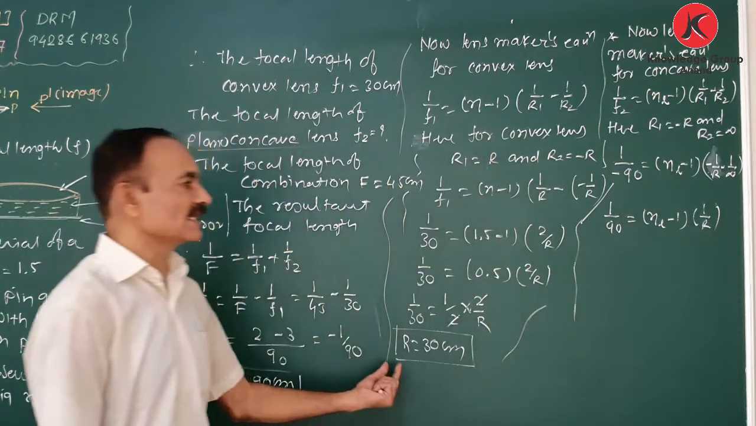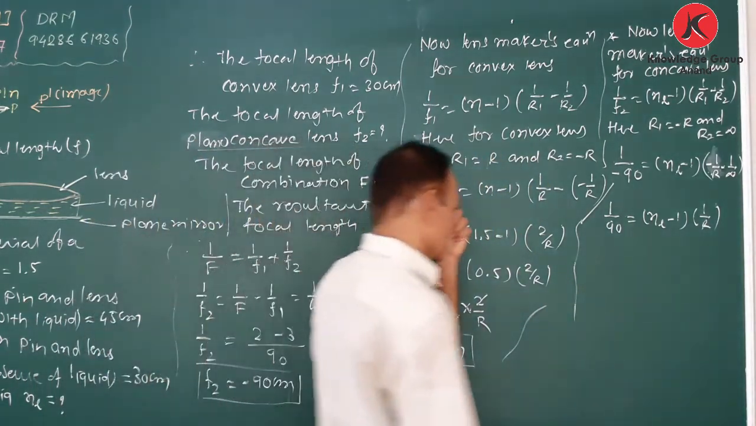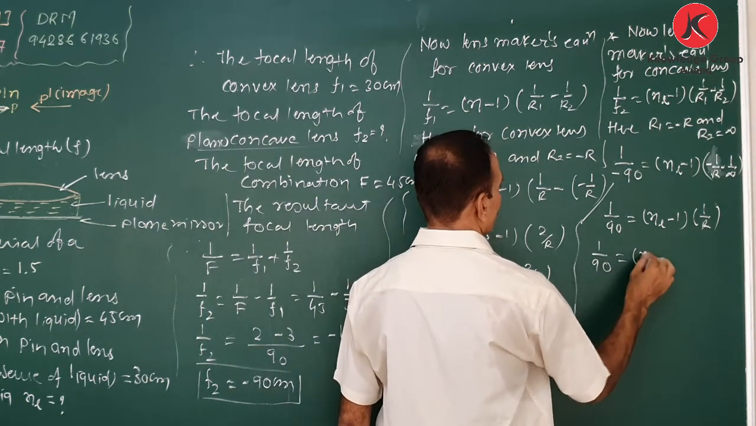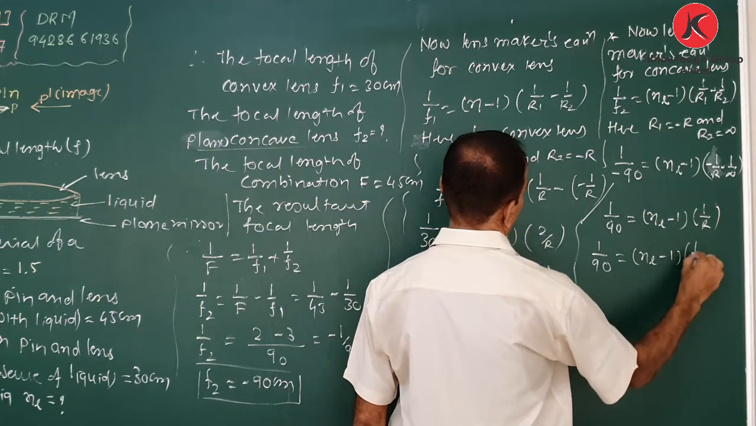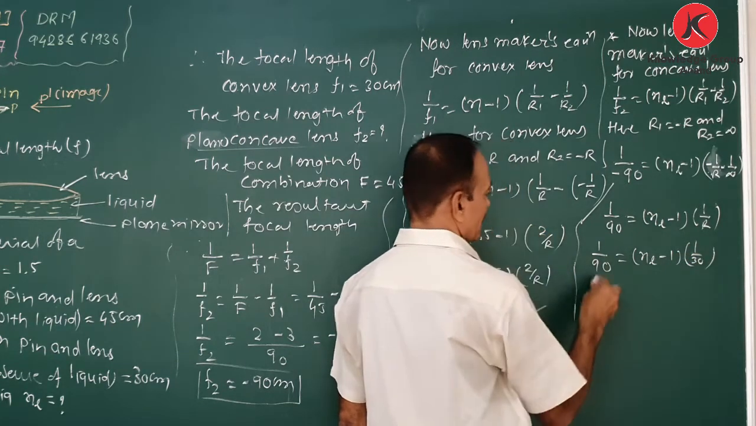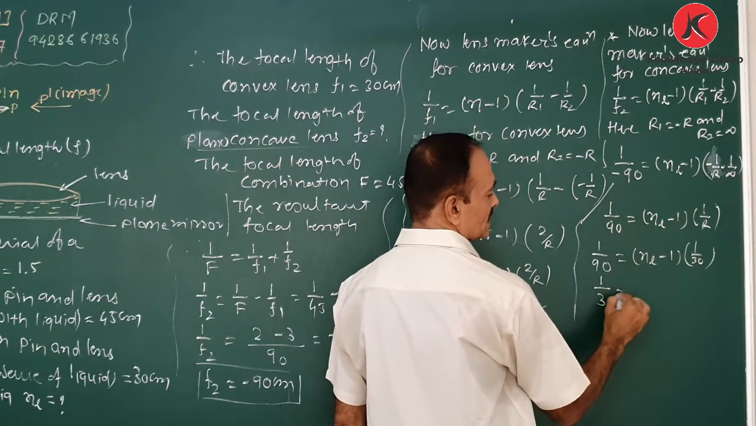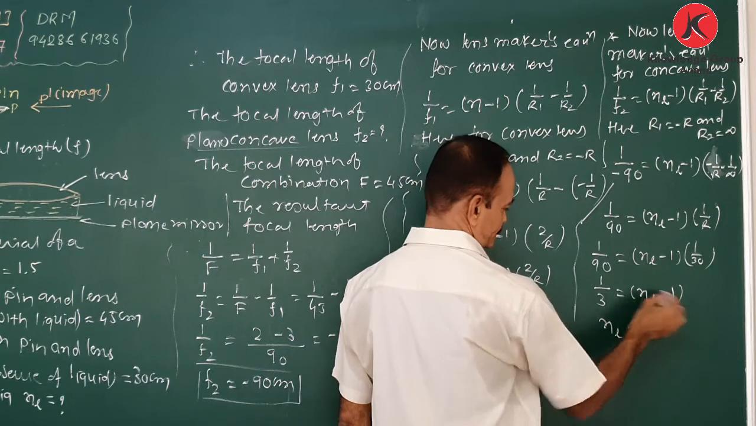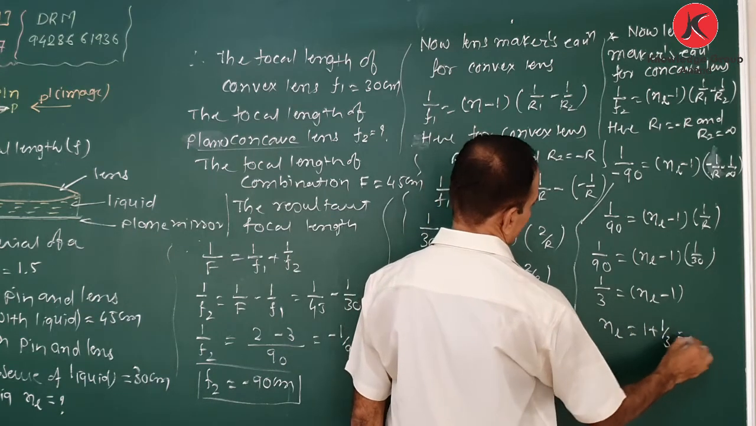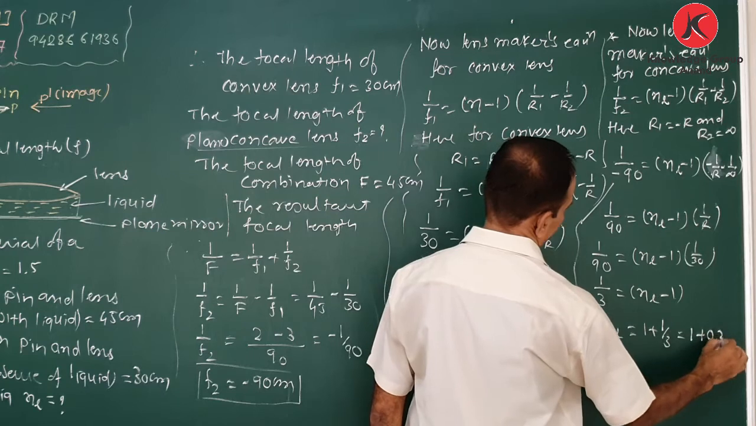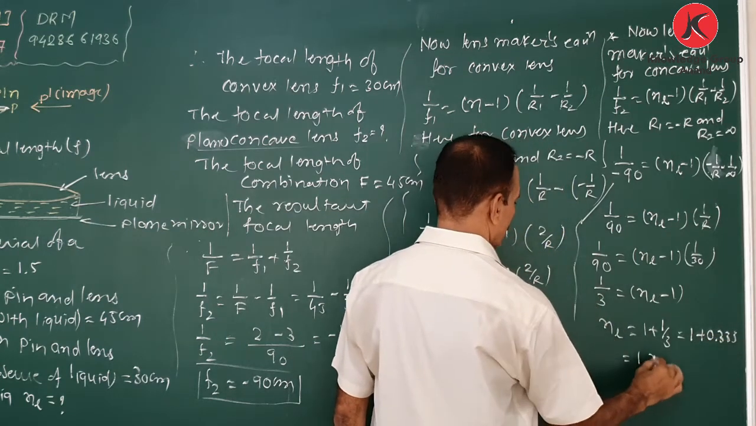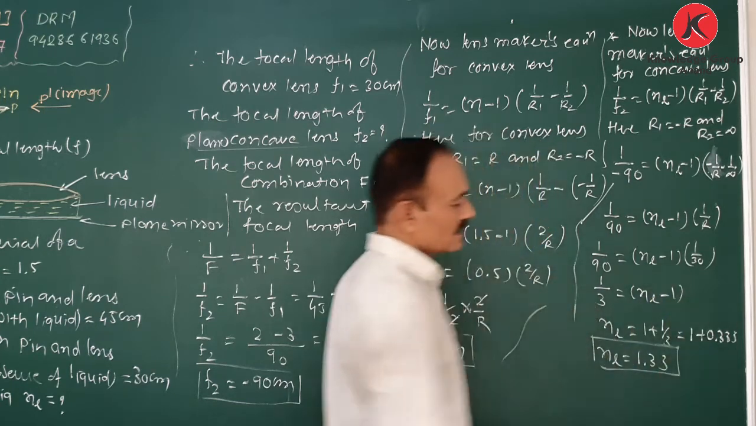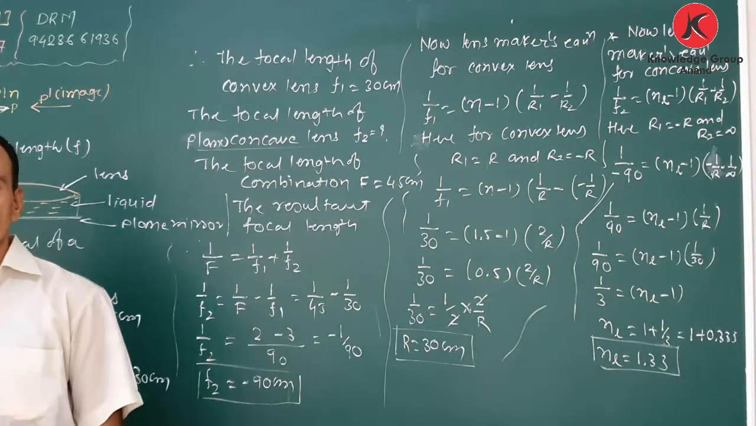R we already obtained, that is 30. Therefore, 1 by 90 is equal to (NL minus 1) by 30. Therefore, 1 by 3 is equal to NL minus 1. Therefore, NL is equal to 1 plus 1 by 3, so 1 plus 0.333, so 1.33. That is the effective index of the liquid.